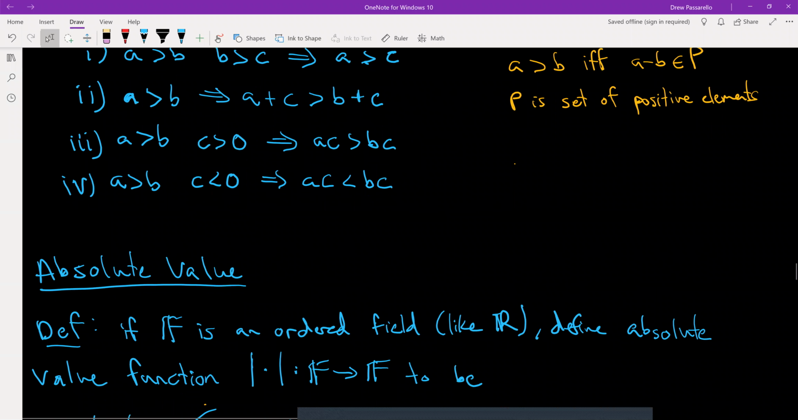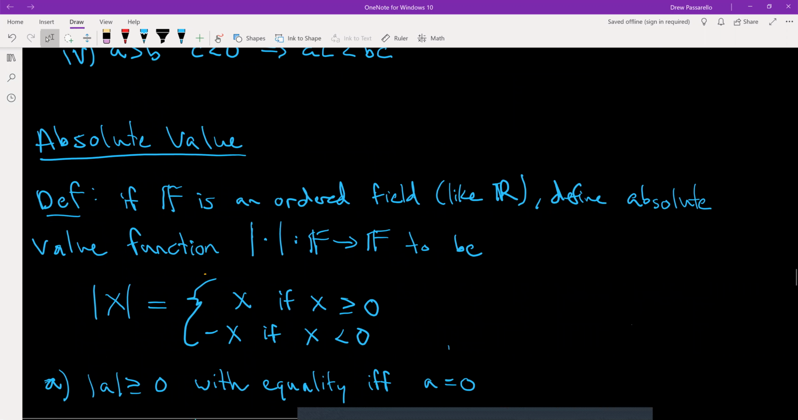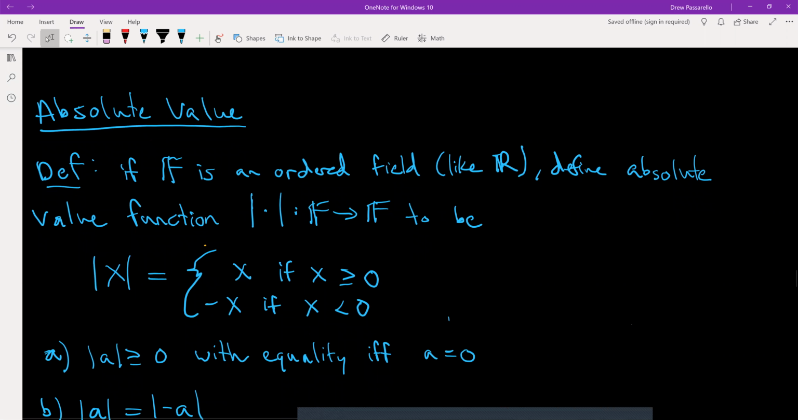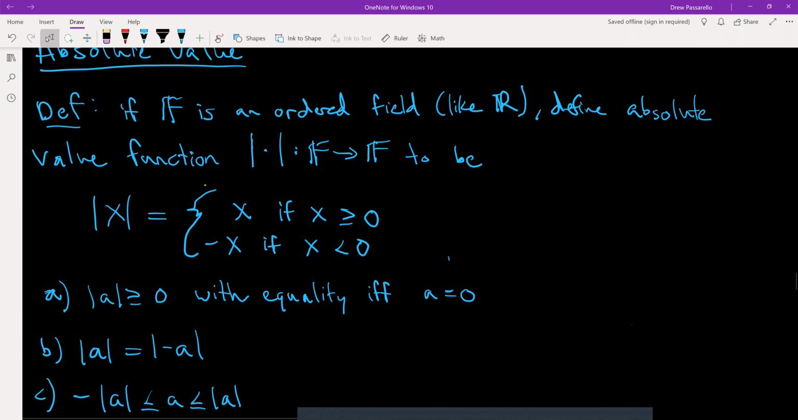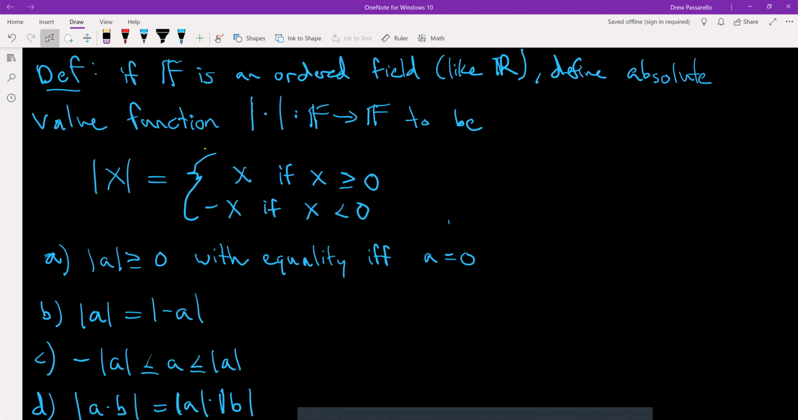And now I'm going into absolute value. So if F is an ordered field like the real numbers, we define the absolute value function to be a function from F cross F into F, but it's pretty much just understood. They just write it as F to F, make things a little bit easier. But the absolute value of X is defined into two pieces. It's equal to X if X is greater than or equal to 0. It's equal to negative X if X is less than 0.